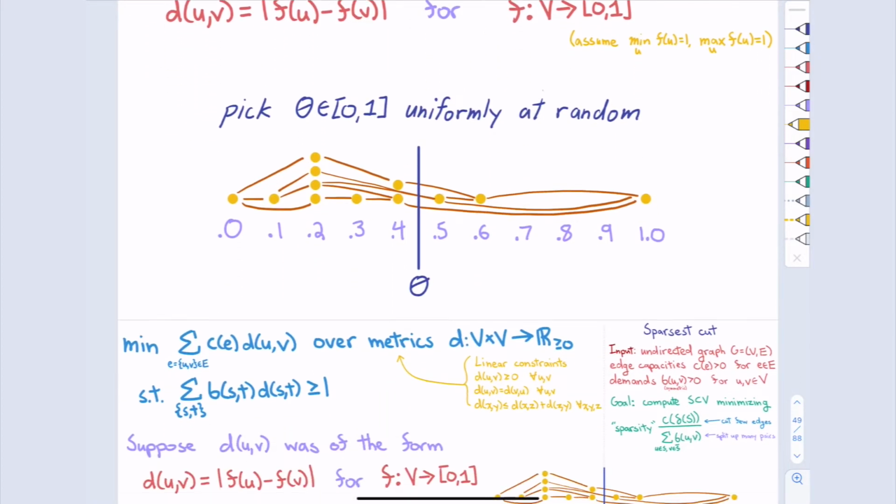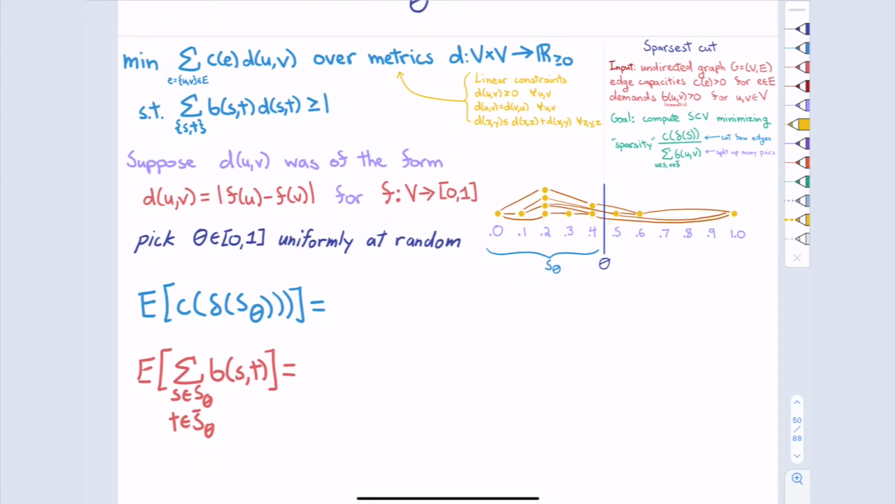Okay. So like before, we need to calculate the expected capacity of one of these cuts. S sub theta would be the set of vertices to the left of theta, and then the expectation of the denominator. You guys maybe remember how to do this. So how should I do the first one, the expected capacity of the cut? What do I need to do to get there, or what do I invoke?